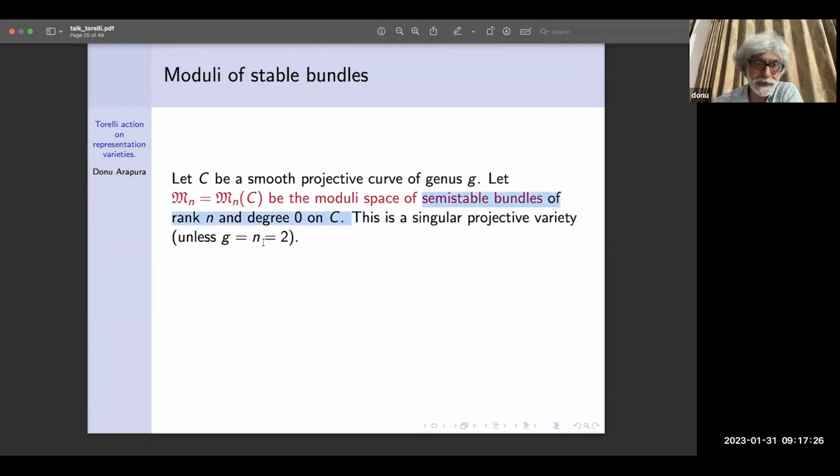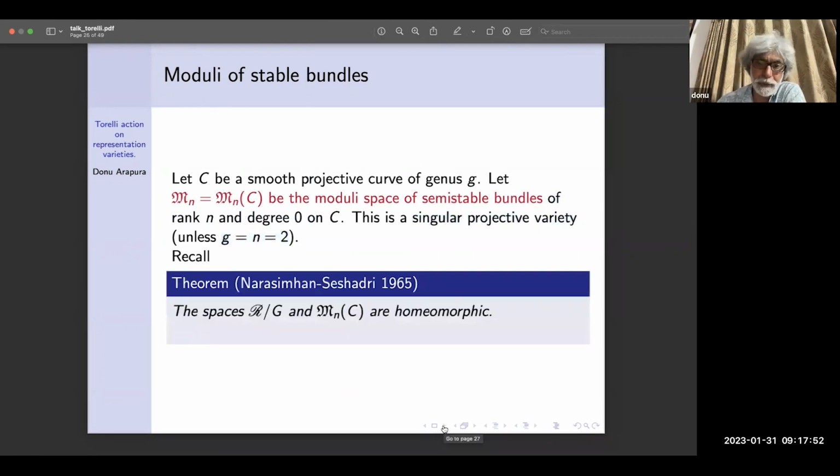So with one exception, which actually we can ignore just by choosing these numbers large enough, this is actually a singular projective variety. And the singularity will actually be important for what I'm going to do. So in fact, let's assume that one or both of these numbers is at least 3.